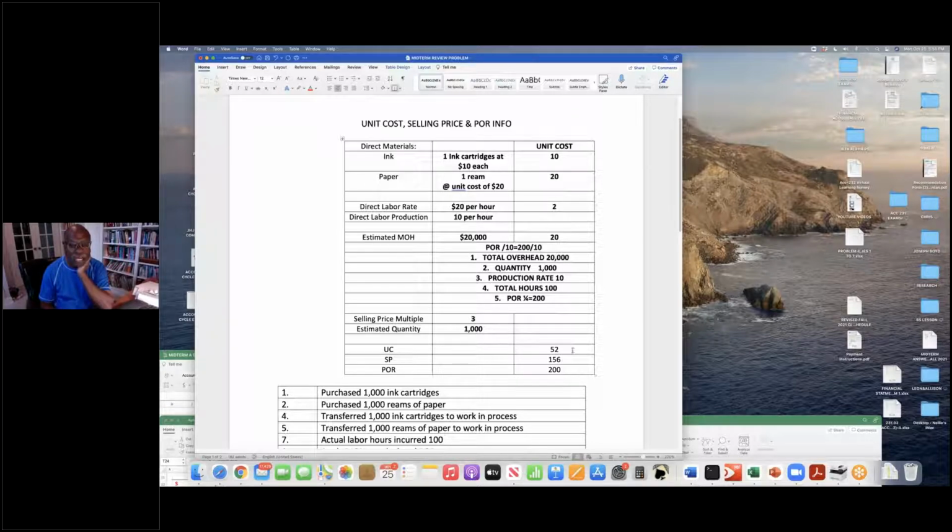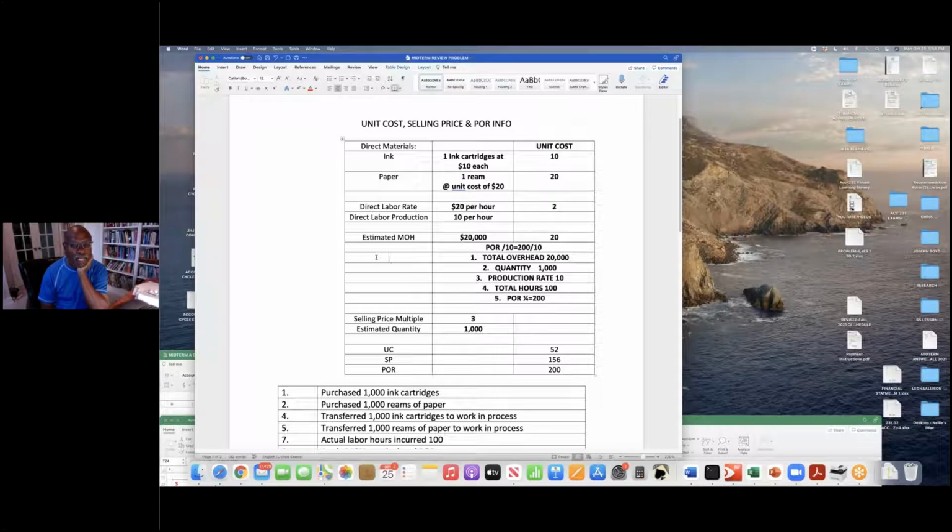So we got these 3 items done. We'll come back to them a little bit later. So what we did, we added 10, 20, and 2. Can everybody get this 10? Is there anybody who can't get this 10? What about this 20 right here? Can everybody get that? What about the 2? Can everybody get the 2? And can everybody get this next 20? How did you get that 20, sir? That one, the estimated manufacturing overhead.